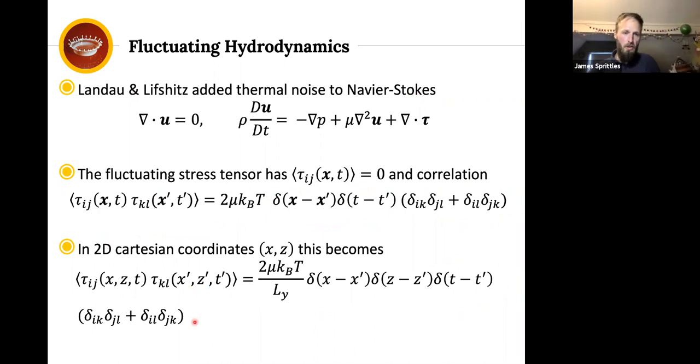So just to note that we're interested in 2D Cartesian. So we average into the page. That means averaging over the delta function in the y direction, which gives a 1 over Ly and this form here.